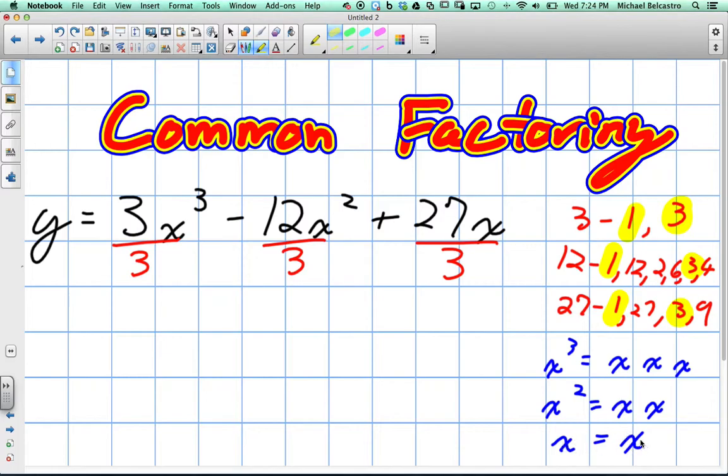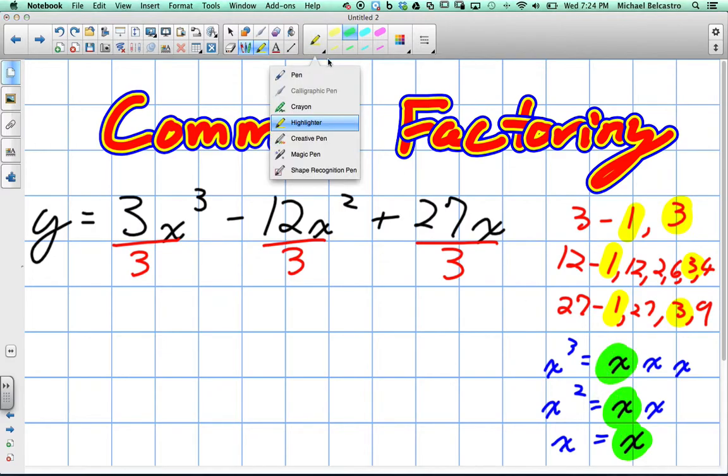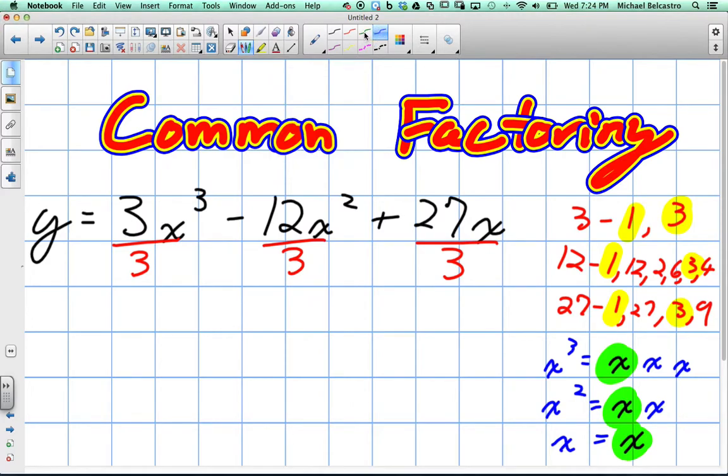So because I can only take 1 out of this one, maybe I should use a different color there. Because I can only take 1 x out of it, I can only take 1 x here and 1 x here. So in other words, I can only take x out. And when I do that, I'll do it right in green here. So we're only going to take x out, to see what happens. In this one, when I take an x out, there's nothing left. In the x squared, x is left. And in the x cubed, 2 x's are left, or x squared.